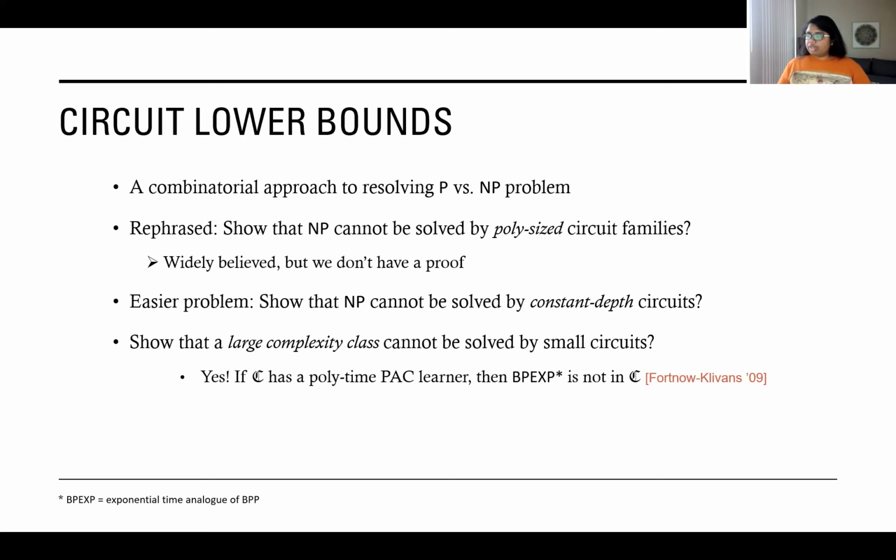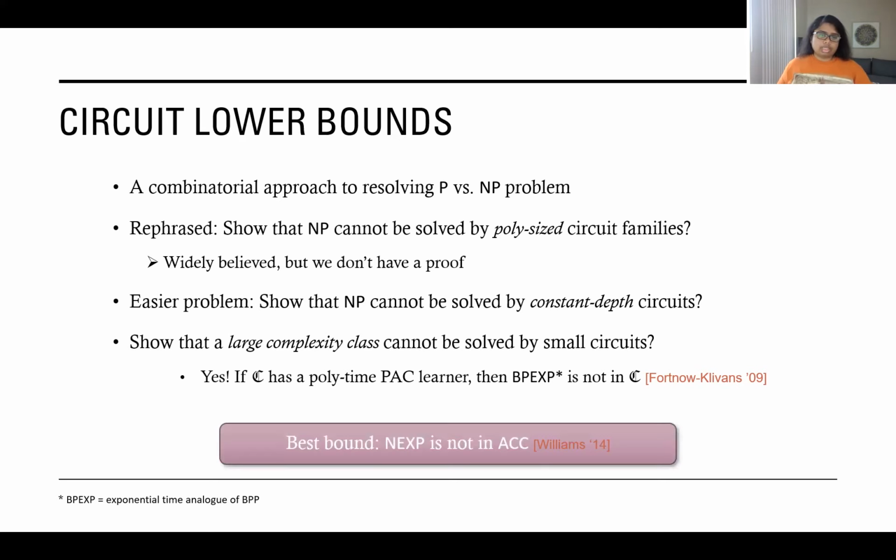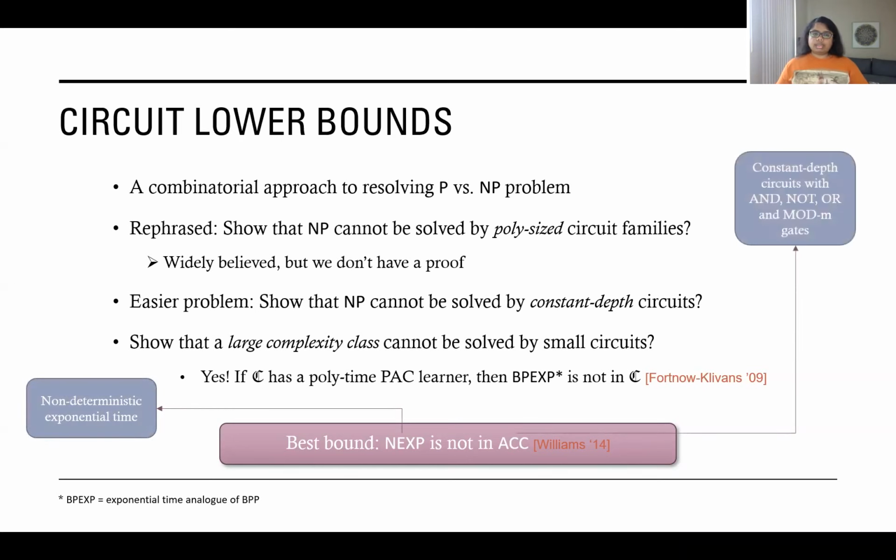I won't go into the details of that, but one of the biggest results that we have in this area is to show that non-deterministic exponential time is not in the class ACC0, which was shown by Ryan Williams in 2014. And this is after many, many years of looking for circuit lower bound results. So what is next? Next is non-deterministic exponential time. The class ACC0 is constant depth circuits. They can have AND, NOT, OR gates, but they can also have gates that do mod M. So this is still a pretty small class of circuits that you can think of, and it's taken many, many decades of work to even get this result.